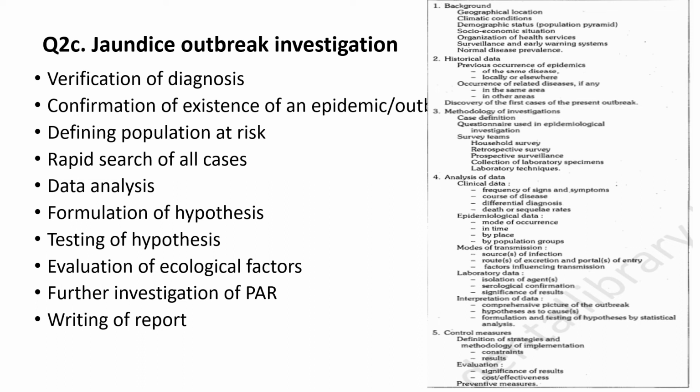Here is just a framework for jaundice outbreak, but it can come in context of food poisoning, malaria, dengue, whatever may be there. You have to build your answer on certain basic guidelines where you have to carry out the verification of diagnosis, confirmation that there is an existence of an epidemic or an outbreak, define the population at risk, make a rapid search of all cases, carry out the data analysis, formulate the hypothesis, test the hypothesis, then evaluate the ecological factors involved, then further investigate for the population at risk, and of course, no investigation is complete without writing a proper report of it.